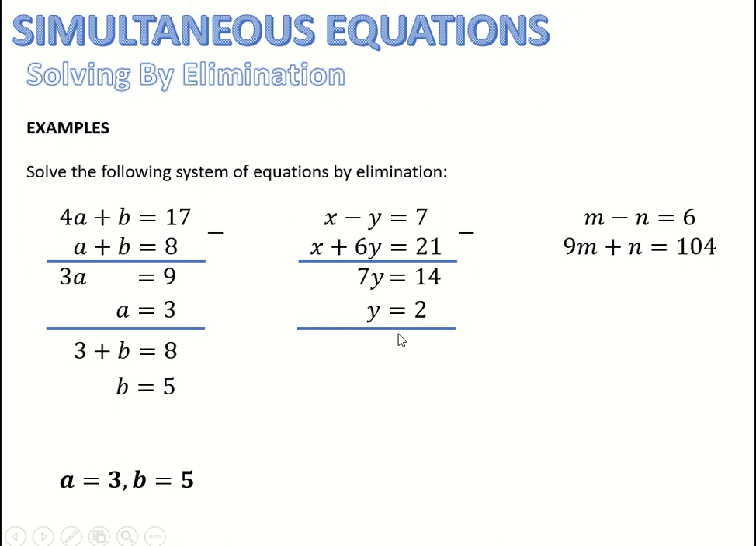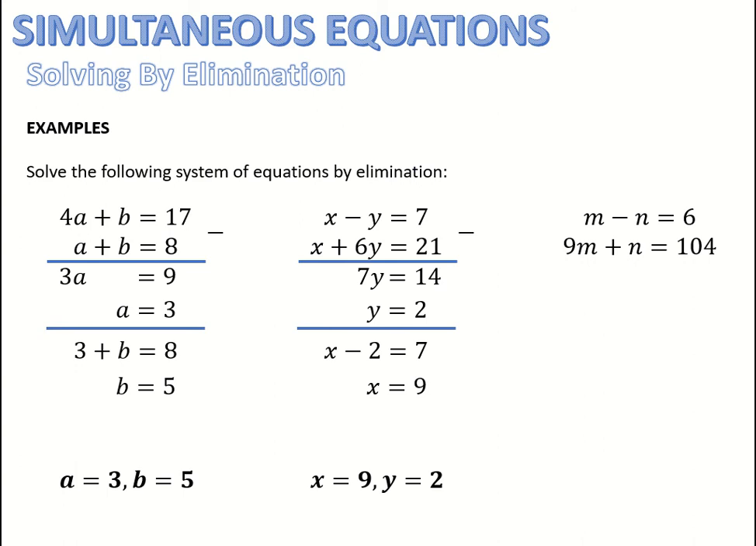Now that I've got that answer, I can put it back into one of the first ones. It doesn't matter which one, but obviously the top one's slightly easier. I can substitute the y for a 2, and I can solve it. x minus 2 equals 7. Okay, in which case x is obviously equal to 9. Solve it like an equation, add 2 to both sides, x will equal 9, and then write your answer nice and clearly. x equals 9 and y equals 2. Easy peasy.